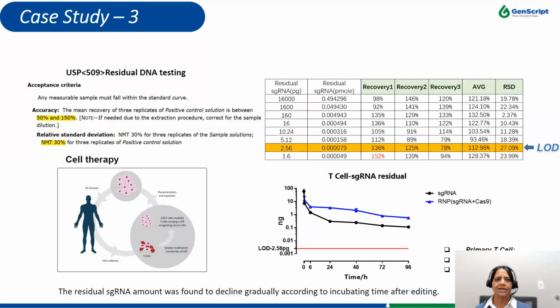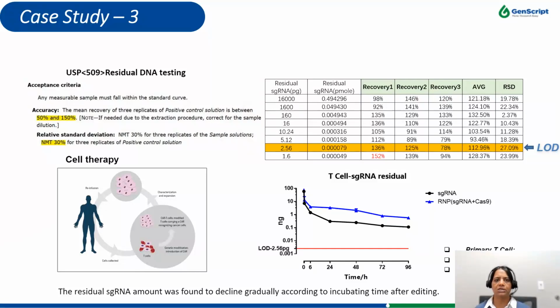We applied this analytical method to the T cell system, introducing only sgRNA, which is represented as a black line, and the RNP complex, which consists of the sgRNA and Cas9 protein, represented as a blue line. In both groups, there was a significant decrease in residual sgRNA level, reaching the plateau after 48 hours.